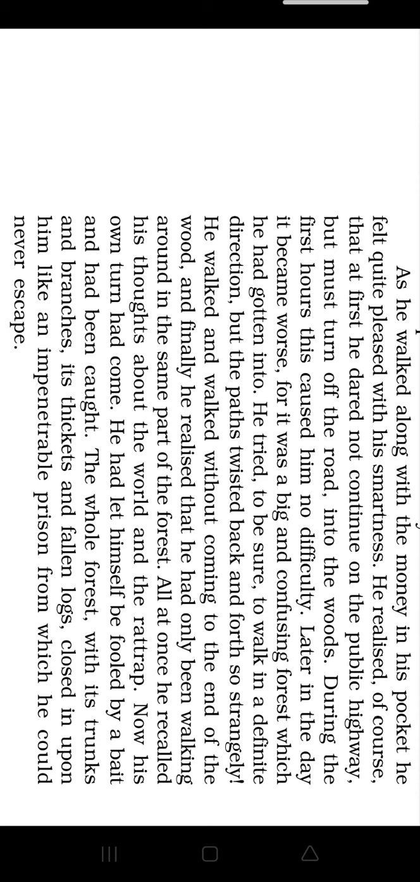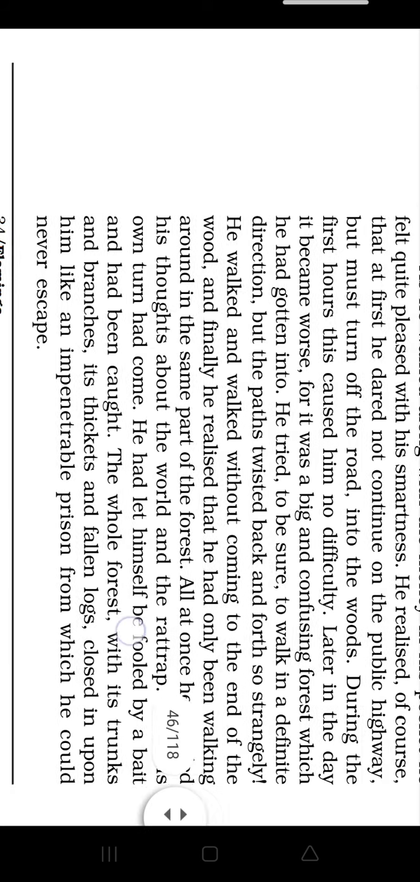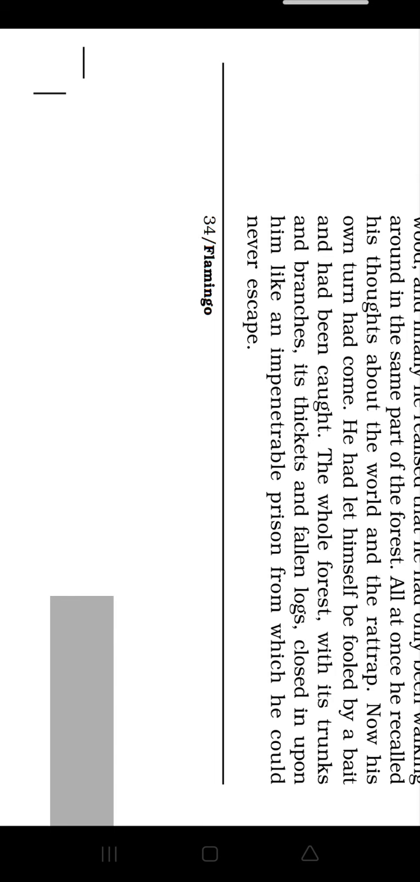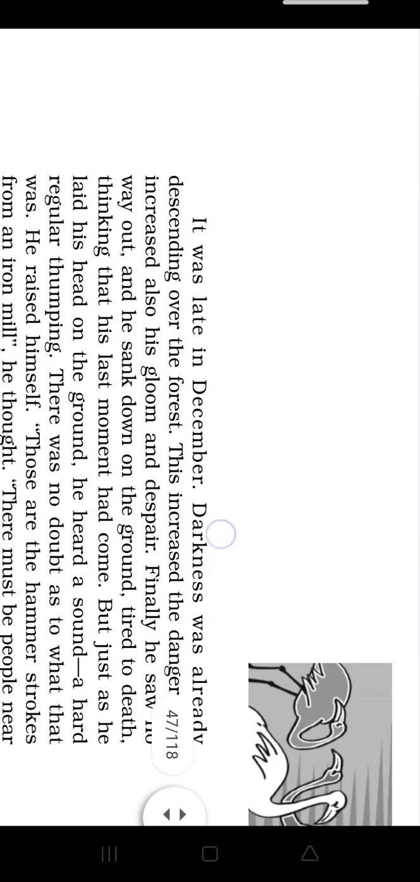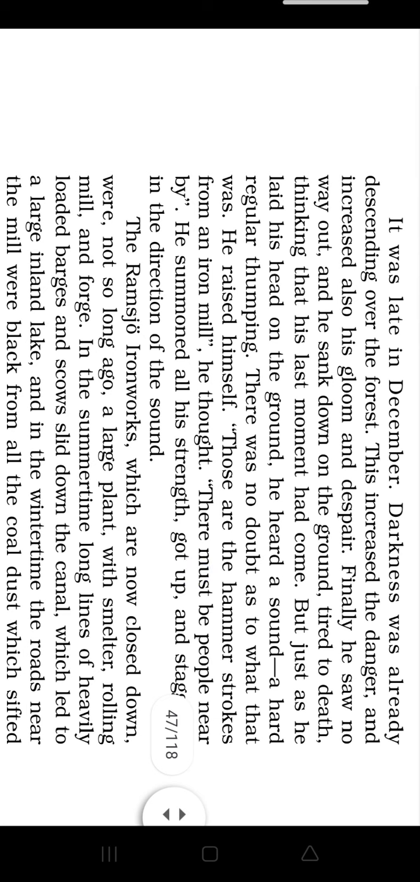And now he's thinking that as he compared this world with a rat trap, now his turn had come and he was in a trap. And those 30 kroner, he was cursing himself for getting attracted towards that money, that crofter's money. And he thought impenetrable prison means the prison which cannot be penetrated, which cannot be broken. So he was not seeing any chances of his coming out of his prison. Now let's see what happens after that.